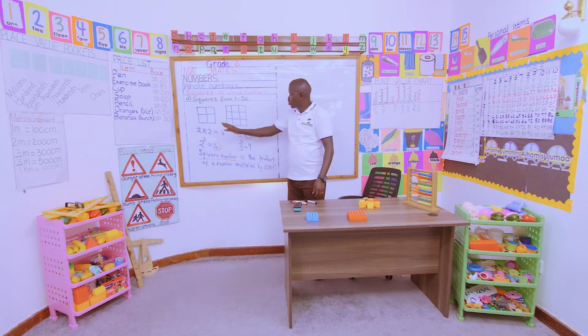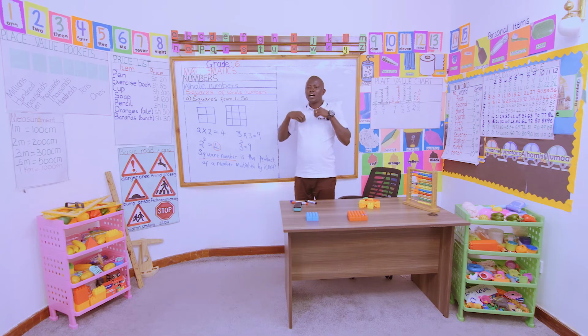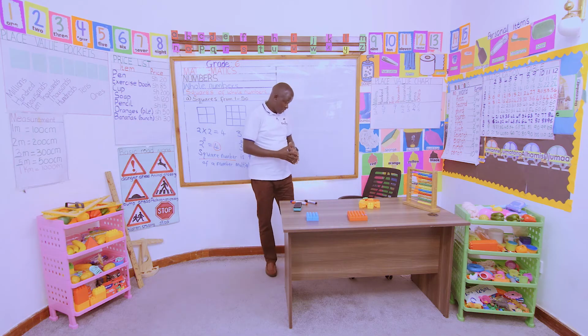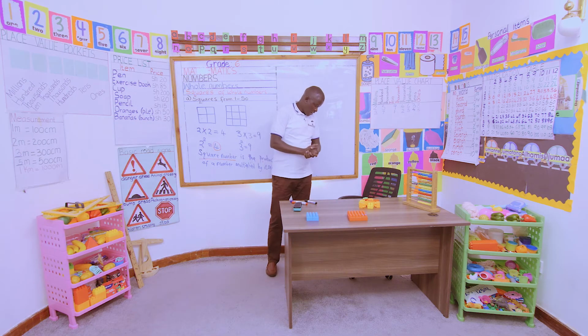So 2 multiplied by 2 to get 4. So the square number is 4 because 2 has been multiplied by itself to get the 4. The product of 3 multiplied by 3 is 9. So for me to get 9, I've done what? I've multiplied 3 by itself. So the product of 3 multiplied by itself is the square number. That is what we call the square number.